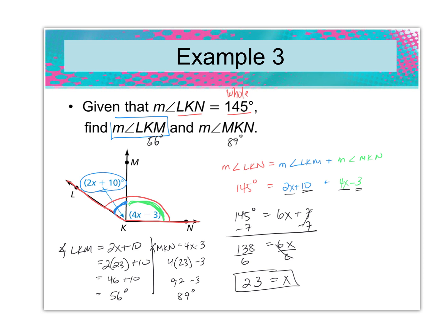Now, how do I know if I'm right? Well, let's add it up, because I know that 56 plus 89 has to equal 145 degrees, because that's what I was told. The parts have to equal the whole, and it does. So these are the answers to this problem, 56 and 89.